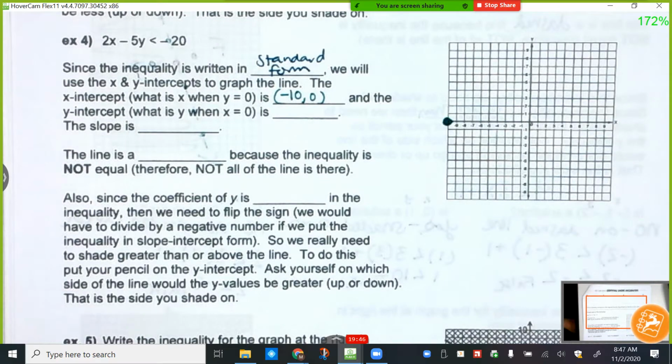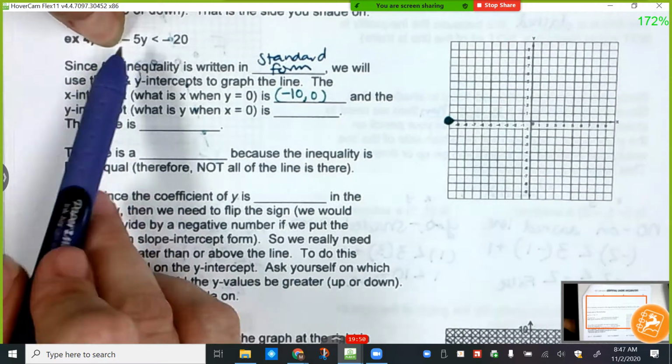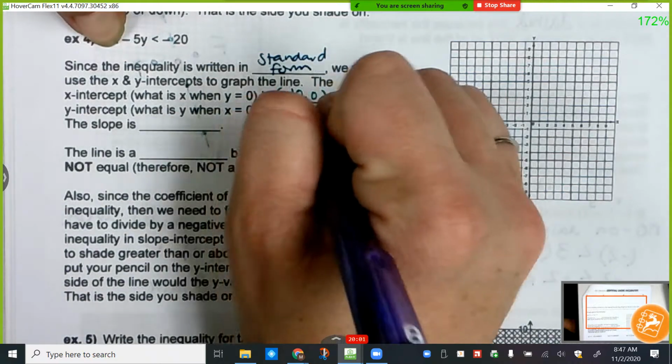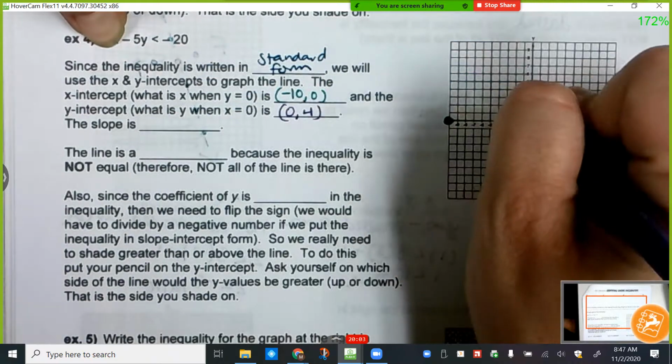And then my y-intercept is when I cover up x, because x is 0. And what would I divide both sides by? -5. What's -20 divided by -5? 4. So 1, 2, 3, 4.